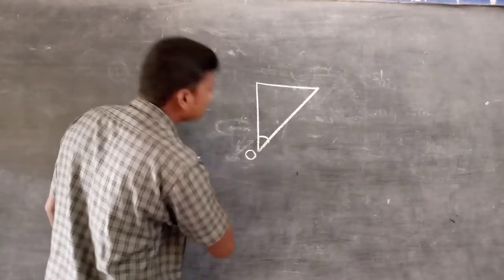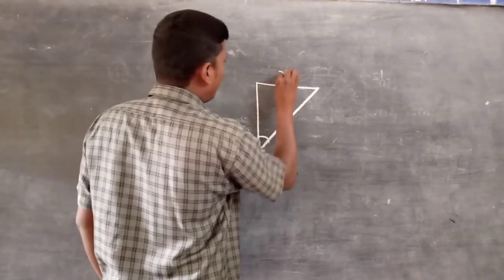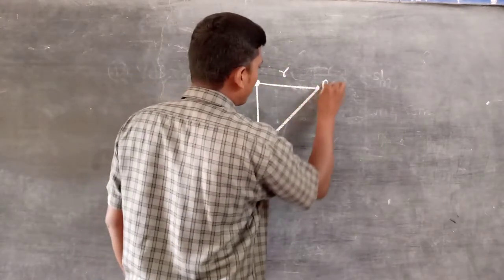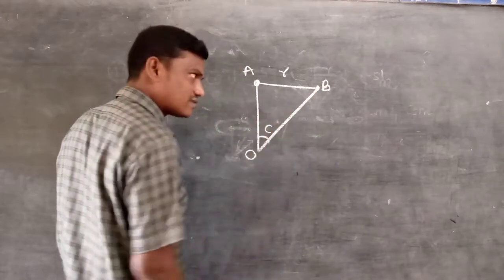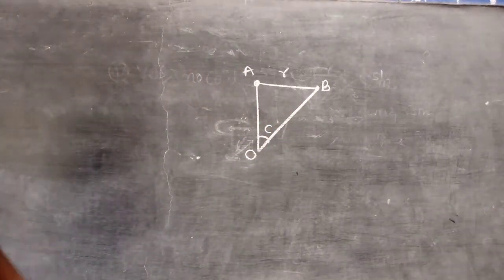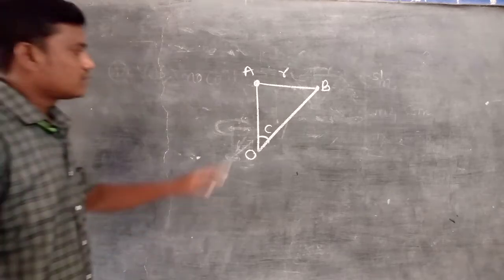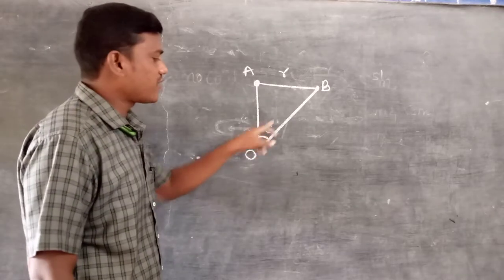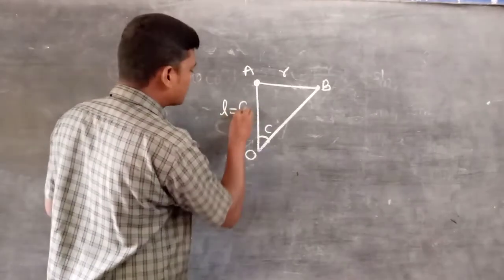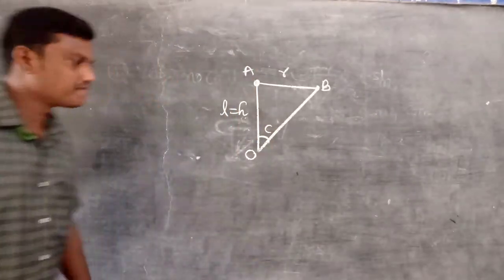It is the O, it is the R, it is the A point, it is the B point. Here angle C. So why angle C? Because we don't know this angle, that's why I can say it as angle C. It is the L, that is equal to H, that we know.